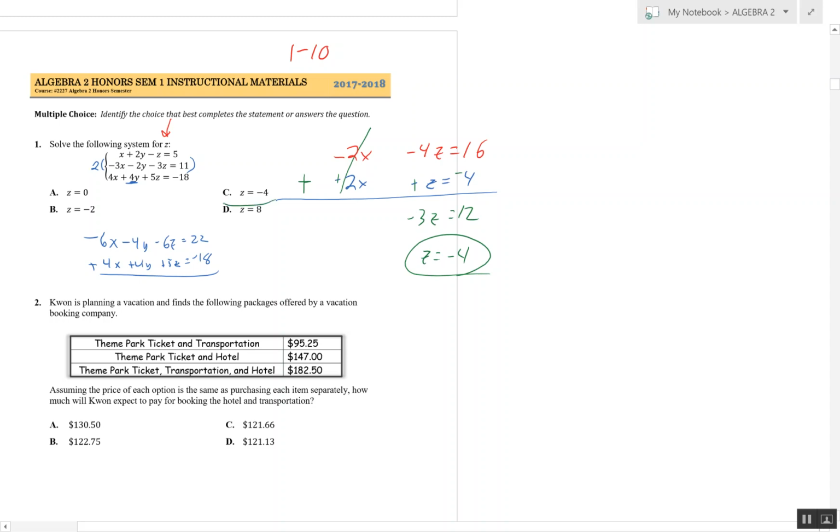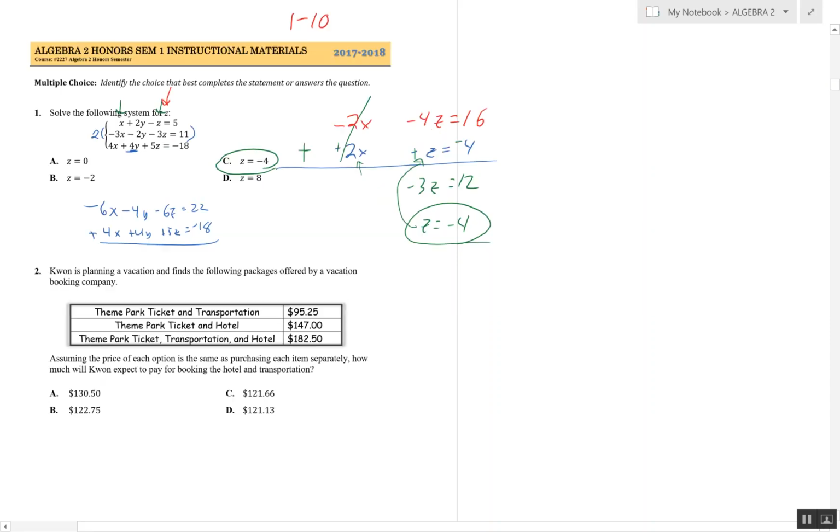So z equals negative 4 does correspond to C as in Charlie on this one. Again, if it was asking for what's x or y, once you have z, you start plugging it back in. We could plug it back into this one and get x, and then plug x and z back into, say, this one, and get y from there. So nothing too hardcore, that's how we do this one. All right, moving on, number 2.